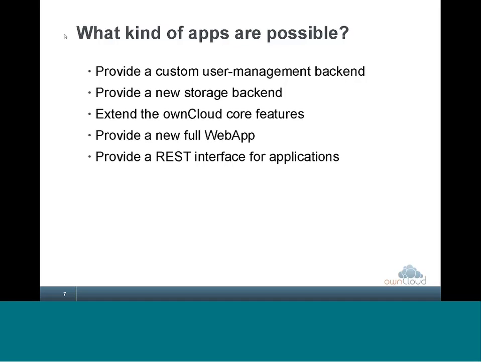The second point is you can provide a new storage backend. Out of the box, ownCloud provides access to your local files that are on the same machine or mounted somehow on the server. We can also talk to CIFS or NFS servers, to FTP servers, and all kinds of different backend storages. But if you have something that doesn't exist, you can do this with an ownCloud app. Then, of course, you can extend the ownCloud core functionality.